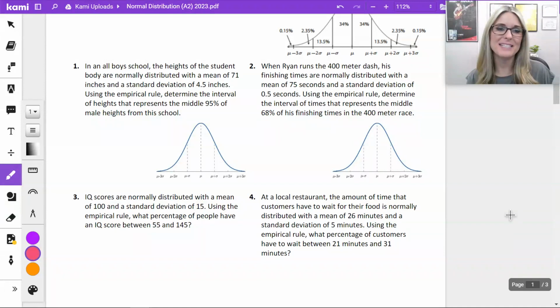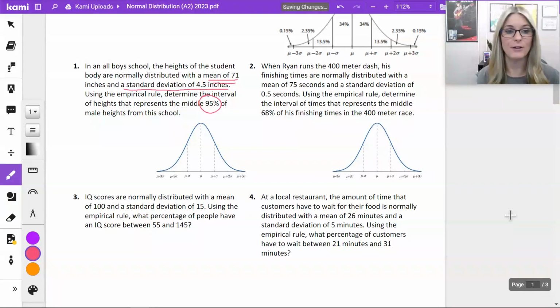So let's look at some examples. Number one, in an all-boys school, the heights of the student body are normally distributed with a mean of 71 inches and a standard deviation of 4.5 inches. Use the empirical rule, that 68, 95, 99.7 rule, to determine the interval of heights that represent the middle 95% of the male heights from this school.